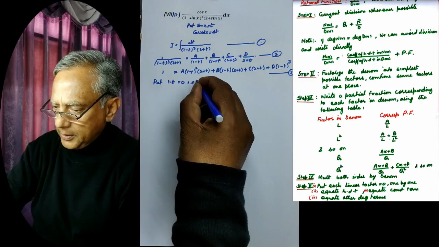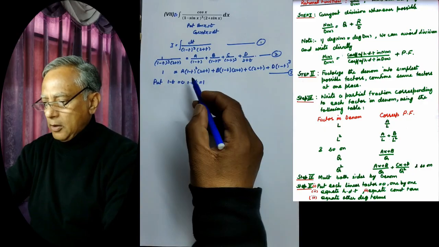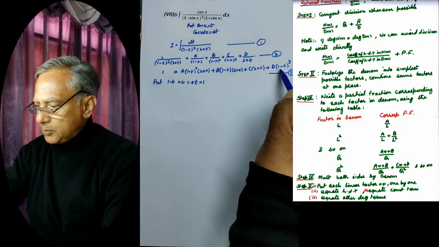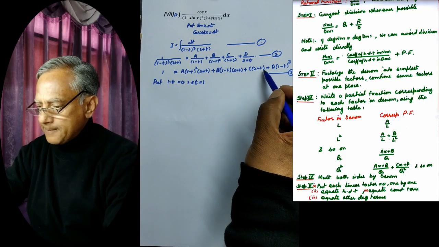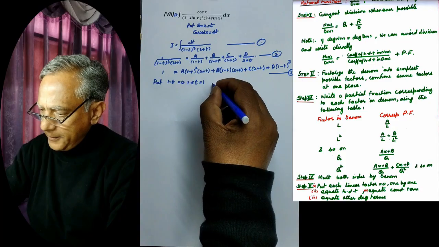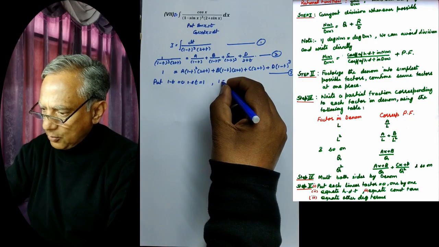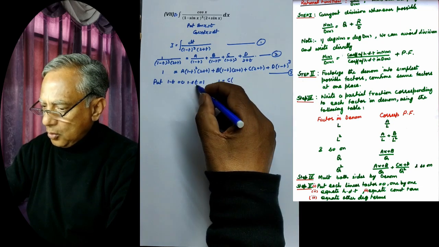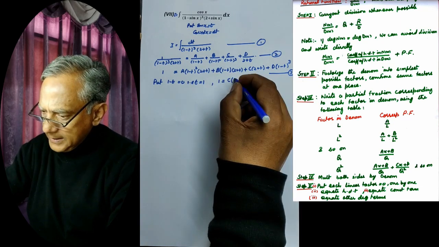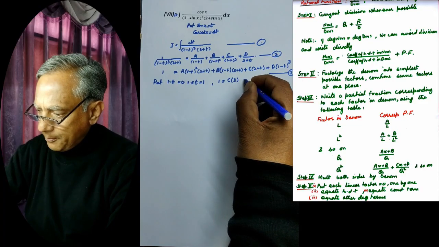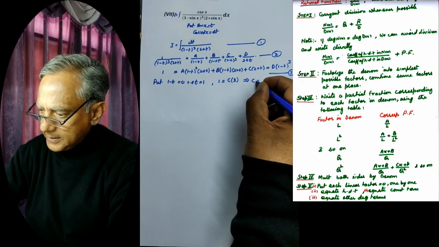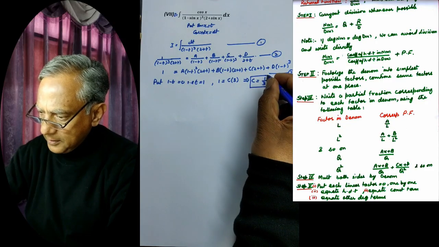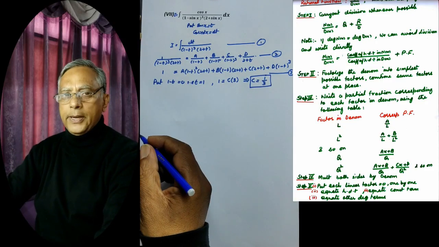That is t is equal to 1. Now 1 minus t is 0, so this will be 0. This will be 0. This will be 0. Only this term will be left. So we will have 1 is equal to c into 2 plus 1 is 3. And this implies c is equal to 1 by 3. So c is 1 by 3.